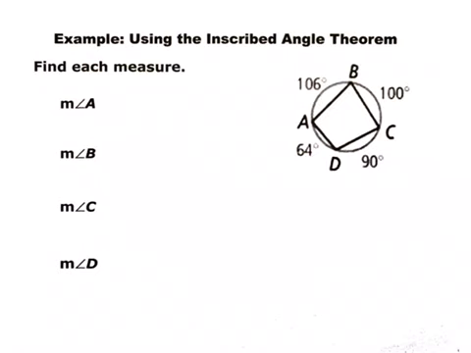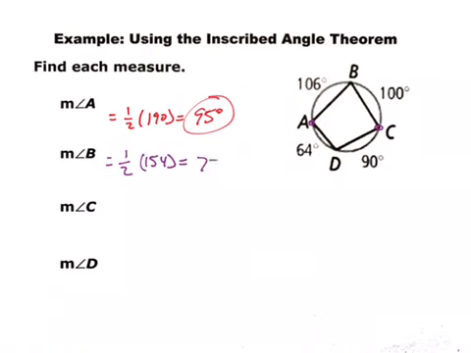Here we're looking for the measure of all 4 angles, A, B, C, D. Well, for A, we know it cuts the arc from here to here, which is 190. The inscribed angle is half of the arc it cuts. So we've got half of 190, which in this case is 95. And then angle B cuts from here to here, which means it's half of the arc it cuts, which is 154. So 1/2 of 154 gives us a measurement of 77 degrees. So angle B is 77.